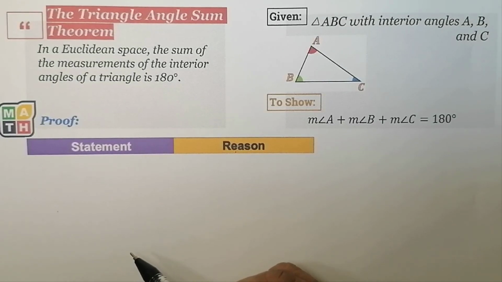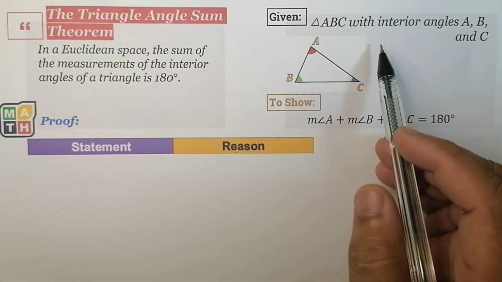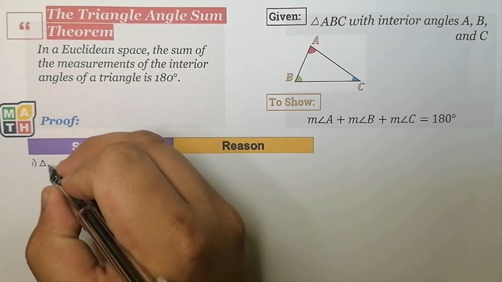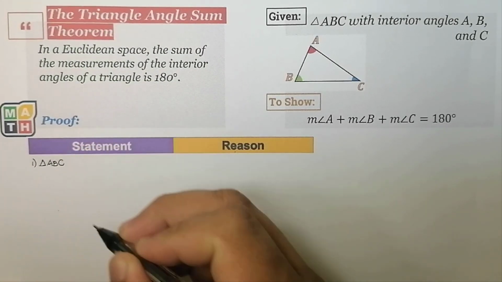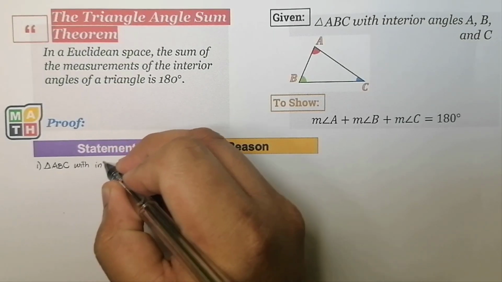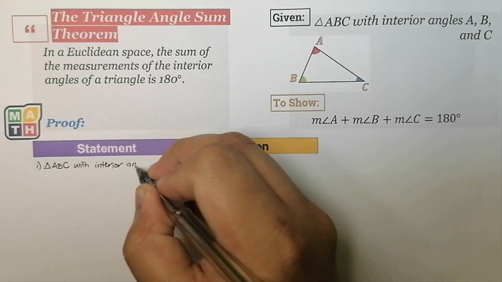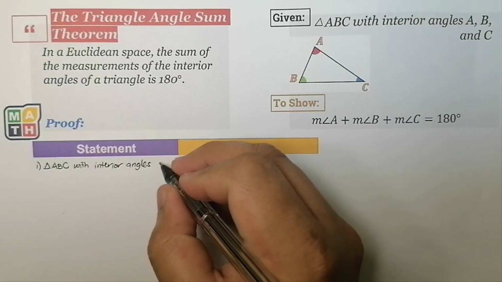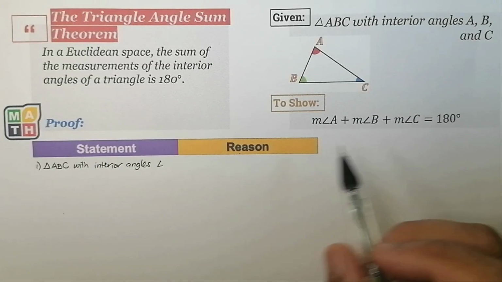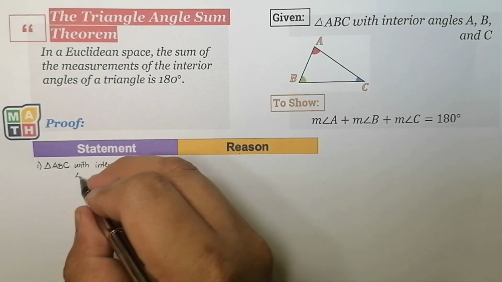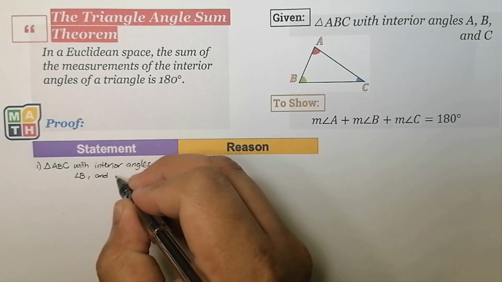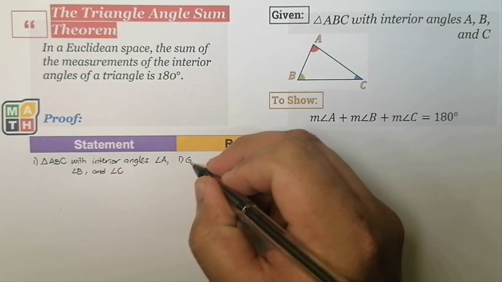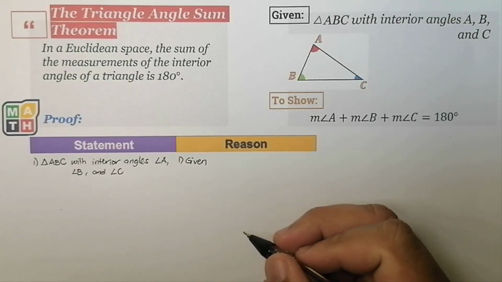In this case, for the first statement, we need to write what was given here. So 1, I'm going to write it here, triangle ABC with interior angles. Since they are all interior angles and they are angles, let me just use the symbol so that we could reach this later. So we have angle A, angle B, and angle C. And the corresponding reason for this is that this is what was given.